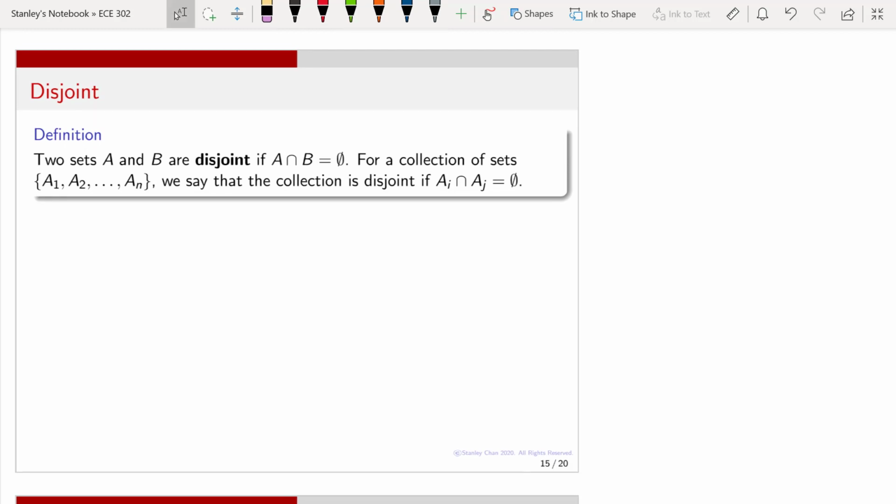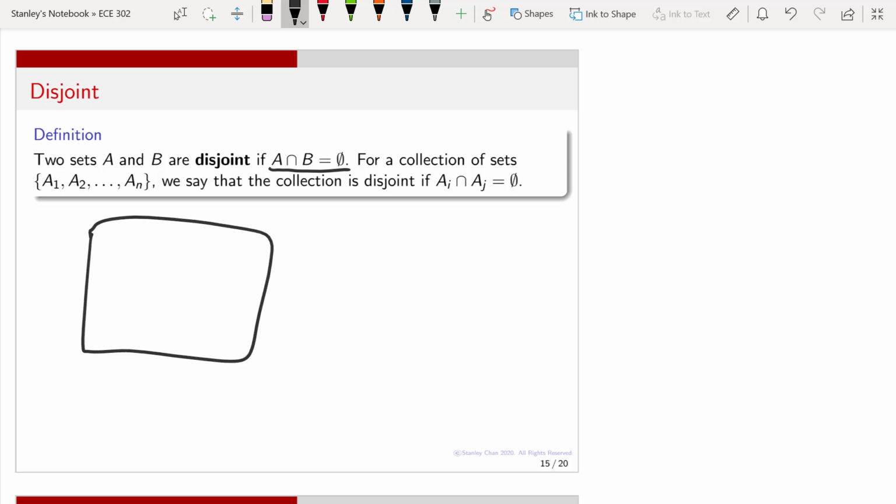Disjoint sets are very useful because they can help you separate the events or sets into two sets that are not overlapping. So in particular, we want to learn this notion called disjoint set. We say that two sets A and B are disjoint if A intersect B is an empty set. And if you have a collection of sets A1 through An, we say that this collection is disjoint when every Ai intersect Aj is an empty set.